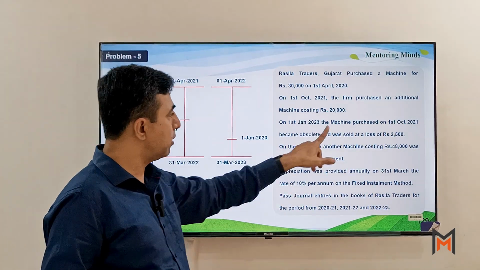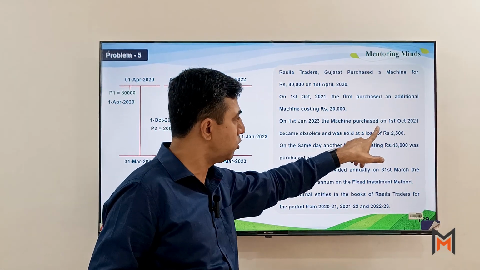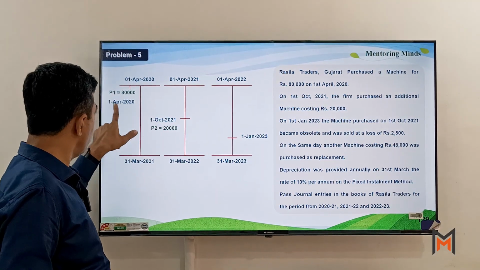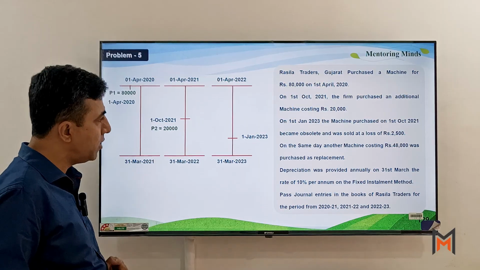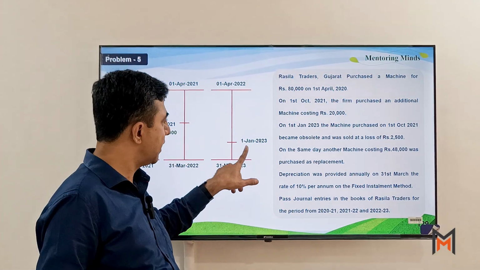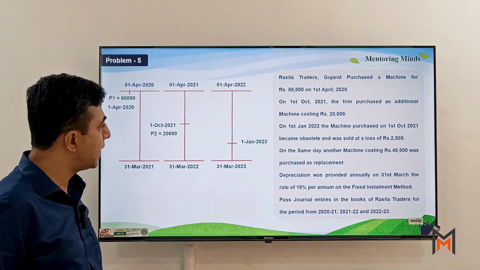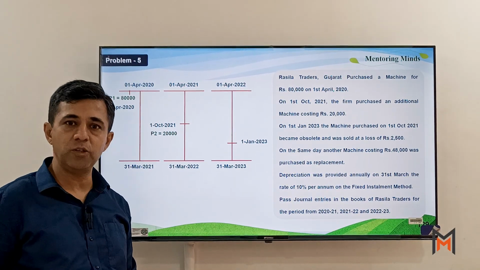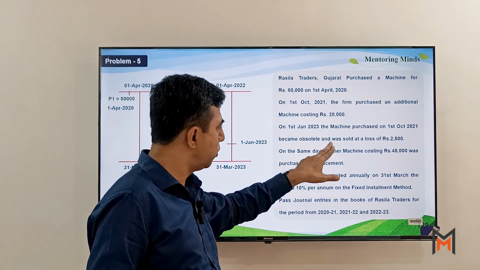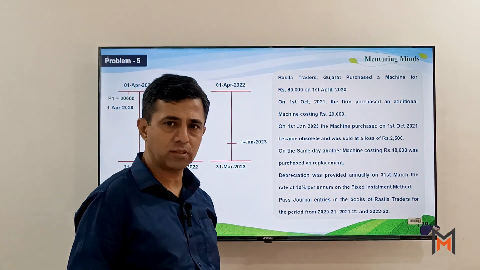Which machine? The machine which was purchased on 1st October. तो जरा चेक कीजिए, 1 अक्टूबर को फर्स्ट मशीन खरीदी थी या सेकेंड मशीन? सर हमने तो सेकेंड मशीन खरीदी थी, ठीक है। This second machine we are selling it, but यहां तो सेल वैल्यू दिया ही नहीं है सर। मतलब here it has become obsolete and was sold at a loss.